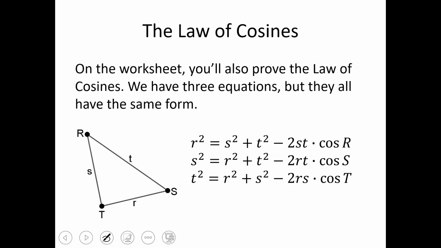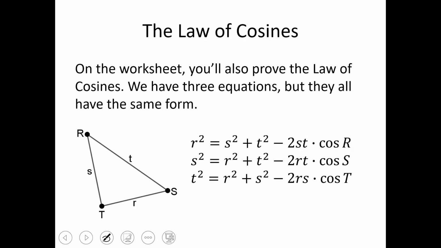Okay, so what it's really said is this, if we just speak generally. It says that a side squared is the sum of the squares of the other two sides minus twice the product of those other two sides times the cosine of the angle in between them. Of course, capital R is the angle in between little s and little t. So again, what this says is that a side squared is the sum of the squares of the other two sides minus twice the product of those other two sides times the cosine of the included angle. And the other two forms of the law of cosines have that same general form.